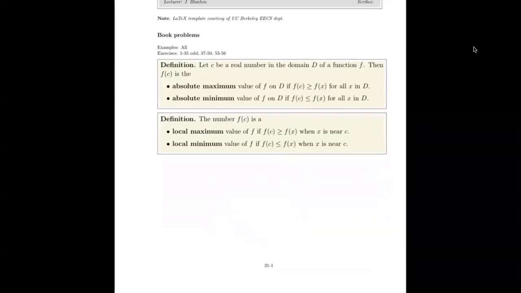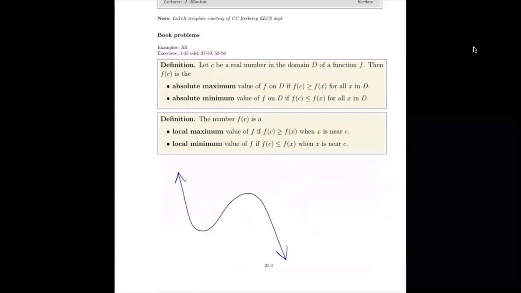So a local minimum or a local maximum is a situation that might look like this. Now we'll note that this is just some arbitrary curve. It looks like it's potentially the graph of a cubic polynomial. The number f of c is a local maximum if f of c is greater than or equal to f of x when x is near c.